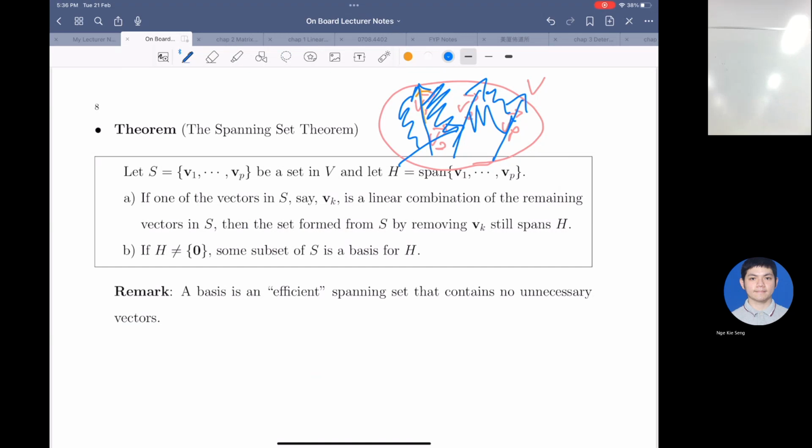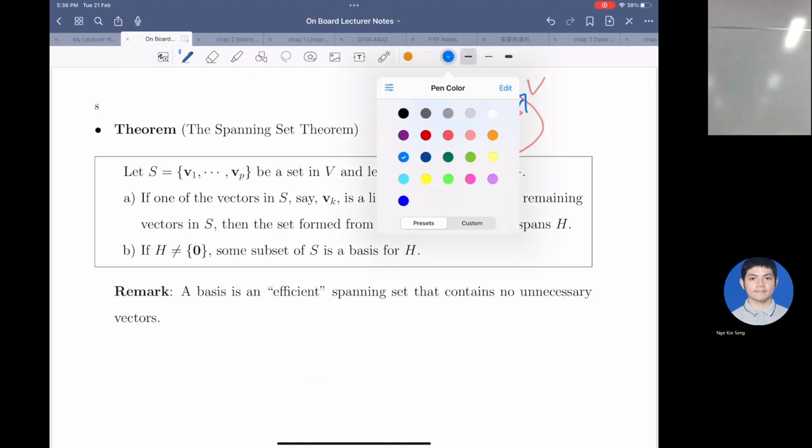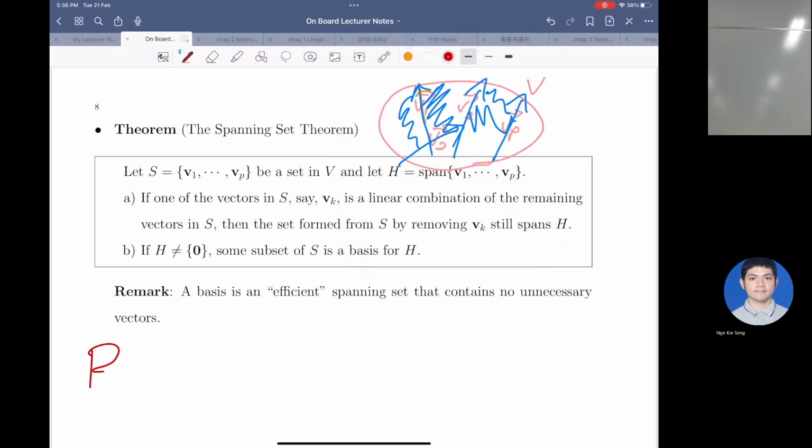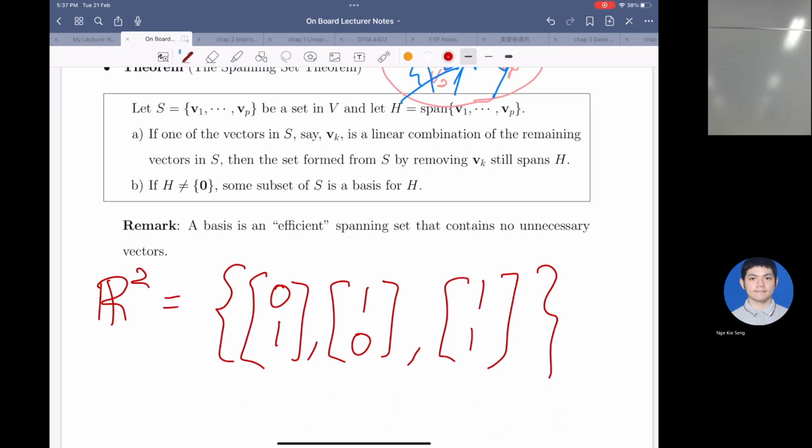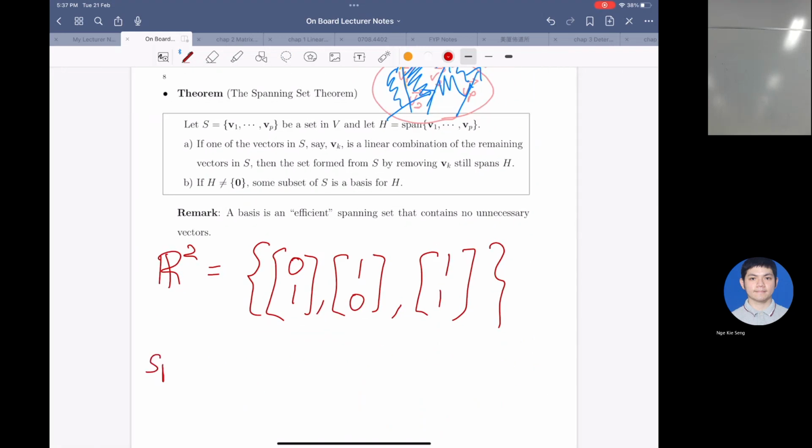So what does this mean? Let me give you an example to try to make sense of this theorem. Let's say we start with the vector space R2. We pick some vectors inside here. Do you have a favorite one or not? If not, then I pick. Let's pick maybe 3 of them. And then we look at the span of these 3 vectors.